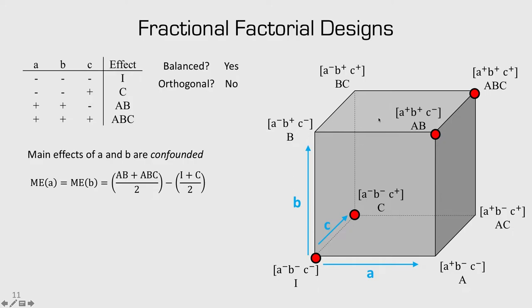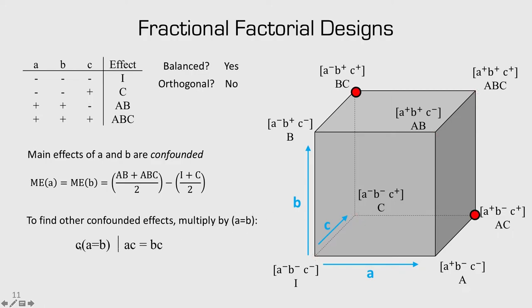Well, it's the same for B. These two terms are the only ones available for when B is positive, and likewise, these are the only two where B is negative. Every fractional factorial design has confounded effects, and we can find the other confounded effects by doing a simple trick. If we know that A and B are confounded, well, we can just multiply the other effects by this A equals B.